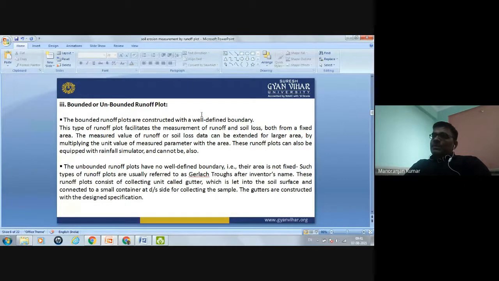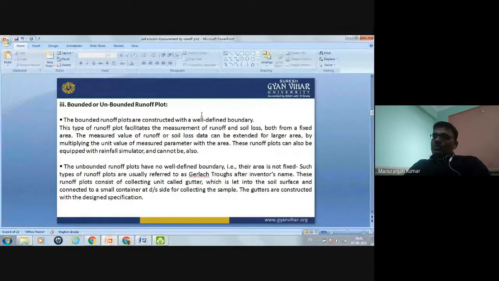Second type is unbounded runoff plot. So here, unbounded runoff plot have no well-defined boundary. That is, their area is not fixed. So such type of runoff plots are usually referred as Gerlach trough. This is our innovator who developed this unbounded runoff plot, and the unbounded runoff plot is also known as the Gerlach trough after the inventor's name.